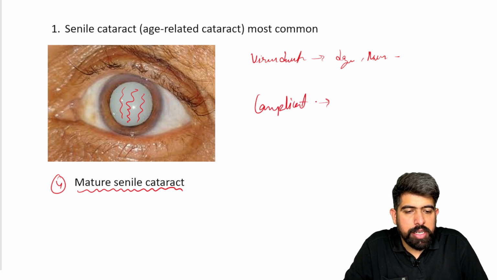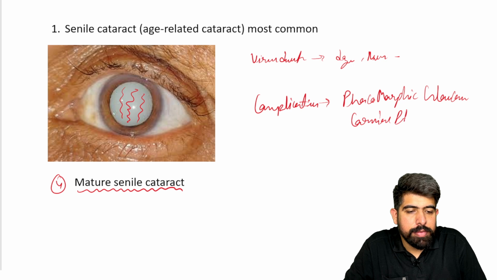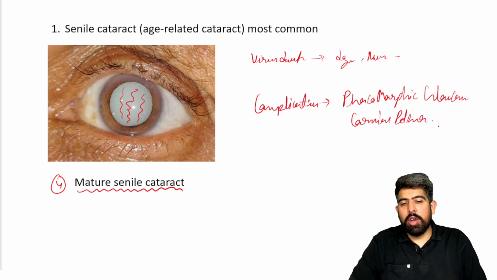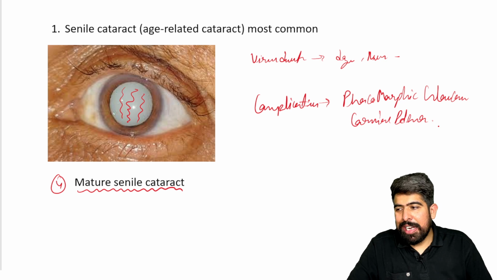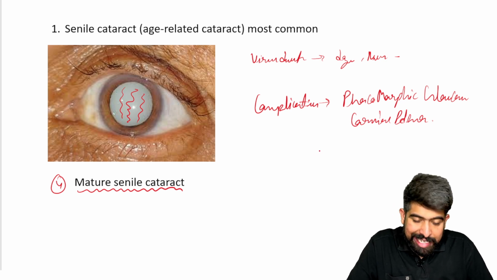What is the complication of it? It has the complication of phacomorphic glaucoma, or it can cause corneal edema. So this is about the mature senile cataract.